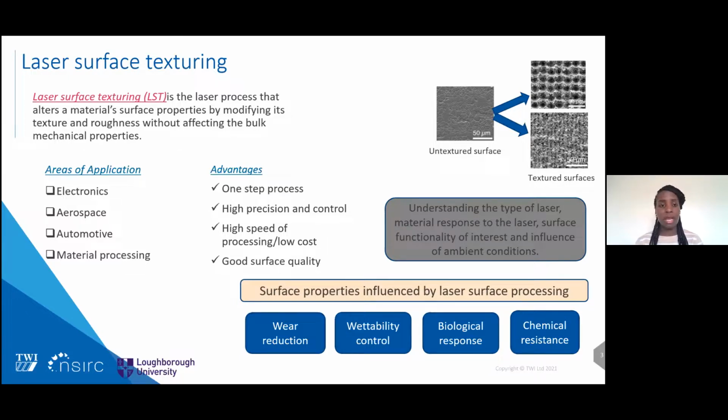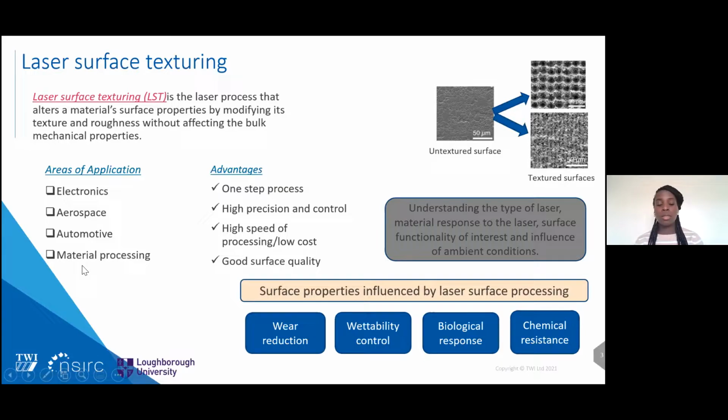The advantage of laser surface texturing, which I will refer to as LST in most of the slides, is the fact that the process is a one-step process. So you don't need any finishing treatment after you've done the laser surface texturing. Also the features produced are of high precision, which gives you a good surface quality. And the high speed of processing translates to a reduced processing time, which means lower cost. And this is, of course, of importance in industry where we're looking to minimize cost and maximize profit.